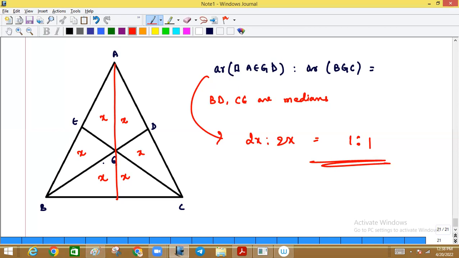Okay. What is the area of, or else they'll give you the area of this is 40. What is the area of BGC? This is also what? 40. You understand that point? Copy them.